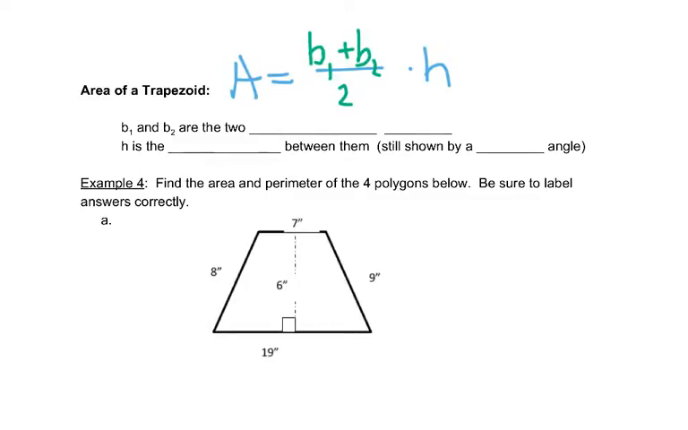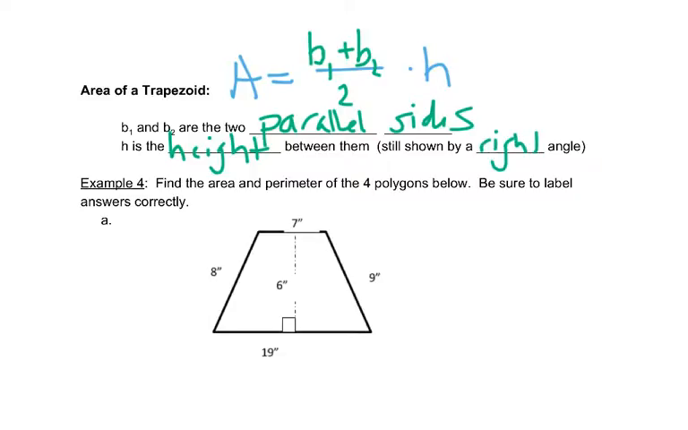Base 1 and base 2 are the two parallel sides, and h is the height, and again it's always shown by a right angle, the distance between those two bases. We're looking for that right angle. So in example 4a, we find the two sides that are parallel. So here's a parallel side, here's the other parallel side. Those two are parallel, so those are the two bases.